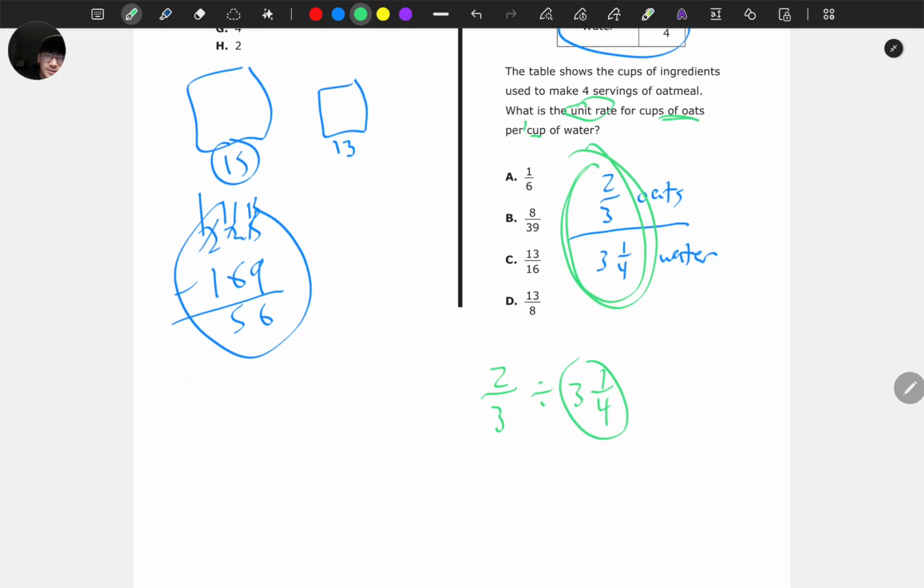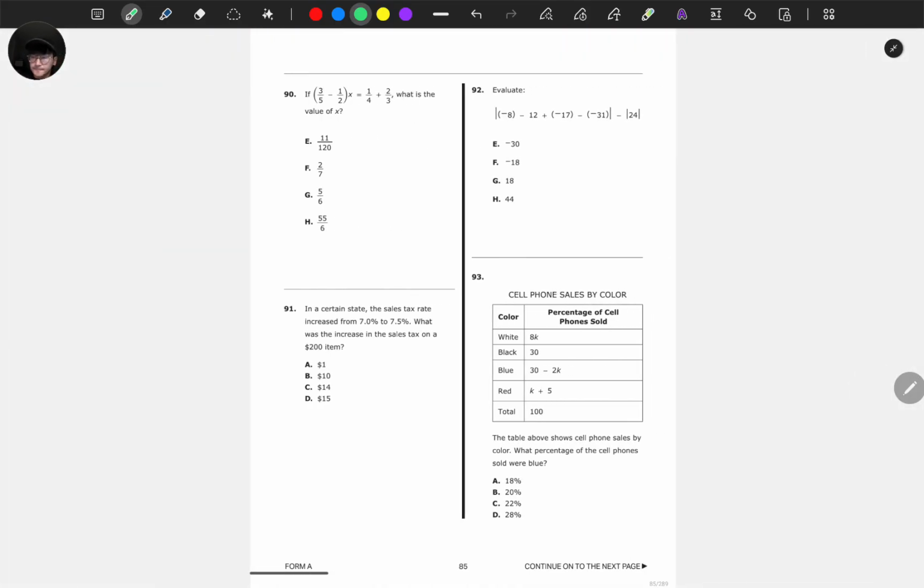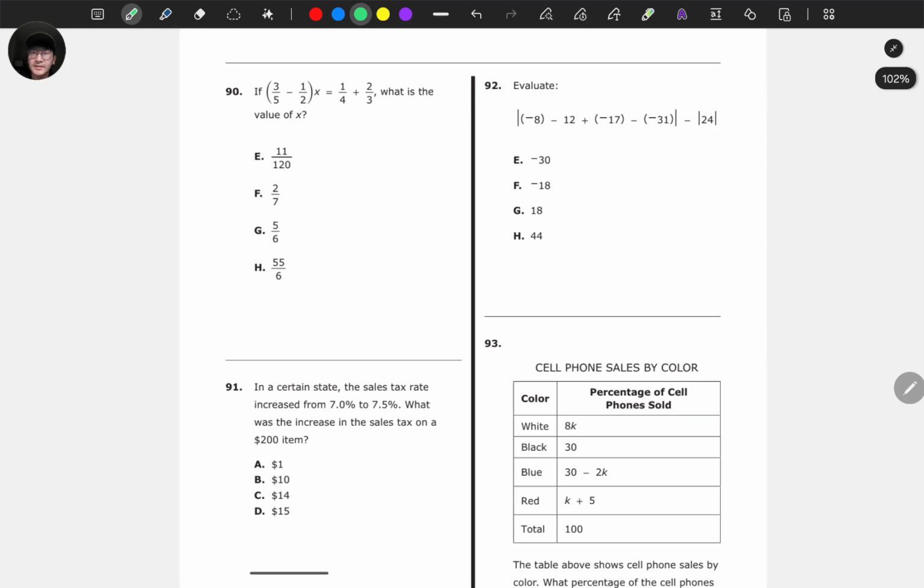Change that into a mixed number. That's going to be 13/4, and then it's keep, change, flip. So it's going to be 2/3 like this, and now you multiply across, it's going to be 8/39. So it's got to be B. Okay? All right. So next, 90.